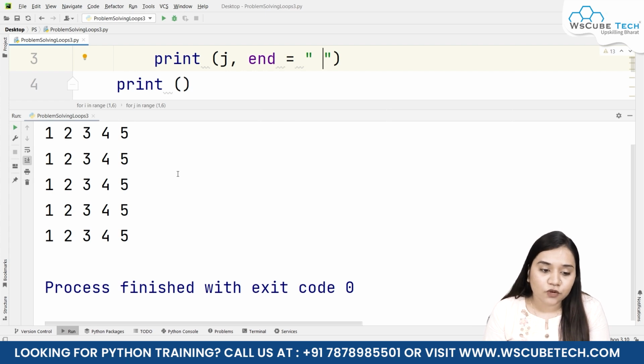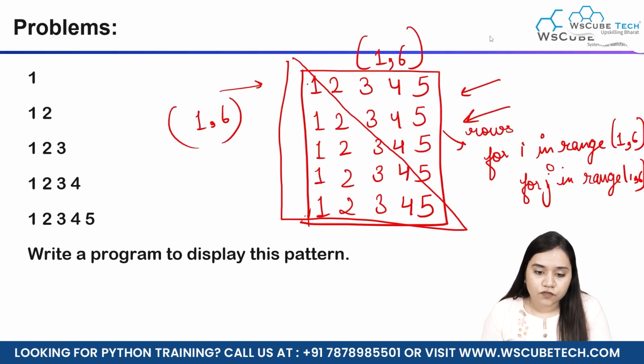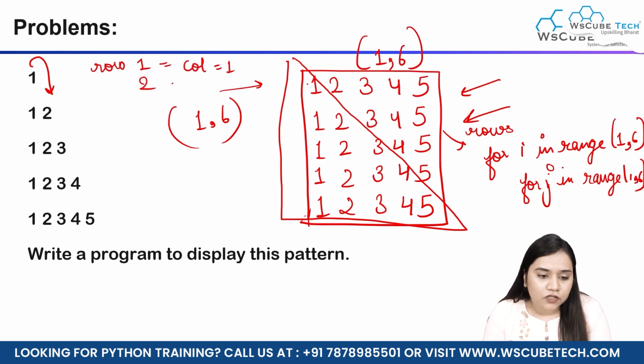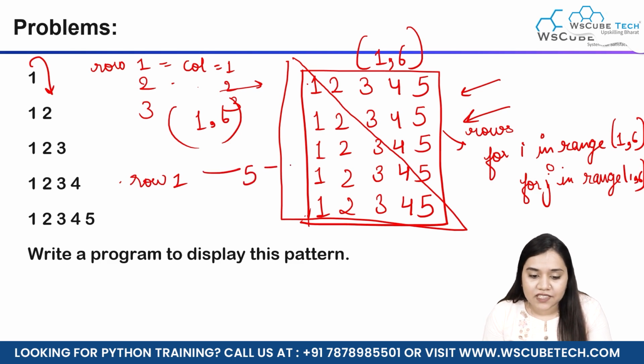Right, now what we need to do over here is we need a triangle from this formation. Let's have a look at what we can do for the triangle. For the triangle, you can clearly see that every time one column is increasing. That means row 1, then column also 1, right? If row number is 2, then columns are also 2. If row number is 3, then columns are also 3. Previously, row 1, columns were 5 in this case.